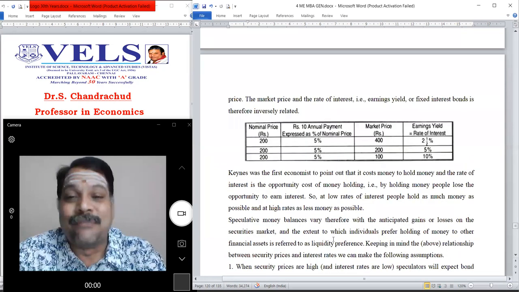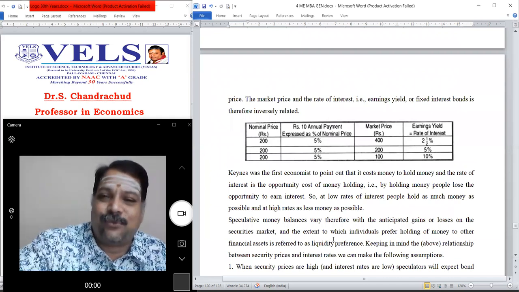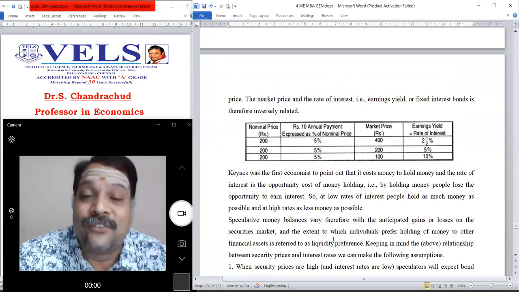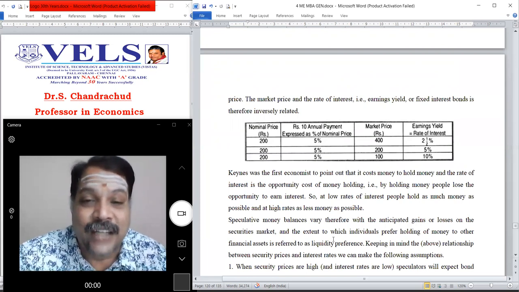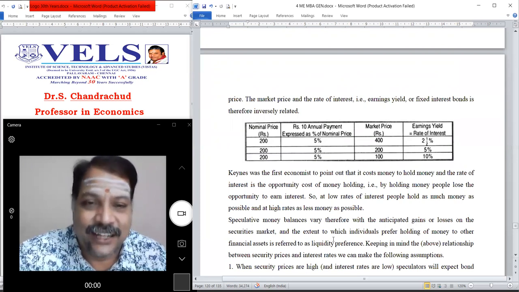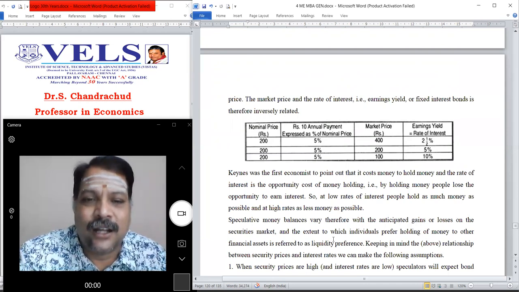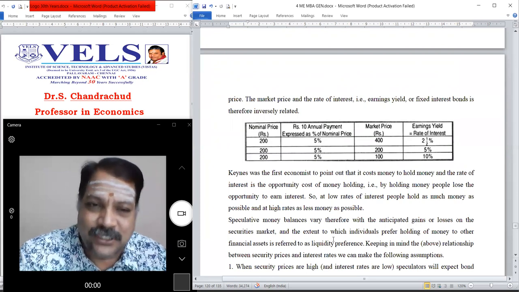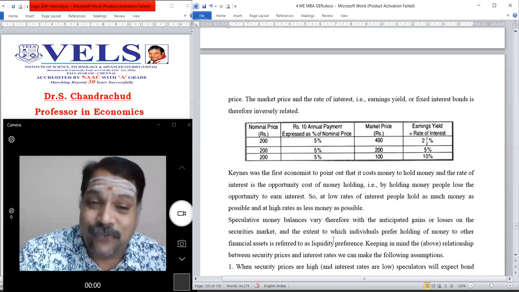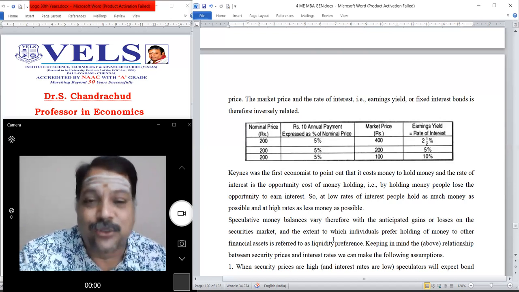The market price and the rate of interest, that is the earning yield or fixed interest of the bond, are therefore inversely related. You can see this particular table. There are 4 columns. The first one is nominal price. The second one is rupees 10 annual payment. And the third one is market price and earning yield, that is rate of interest. The nominal price is the same, 200. The annual payment is 5%. When the market price increases to 400, the rate of interest will be 2.5%. Suppose the market price decreases to 100, then from 5% it increases to 10%.